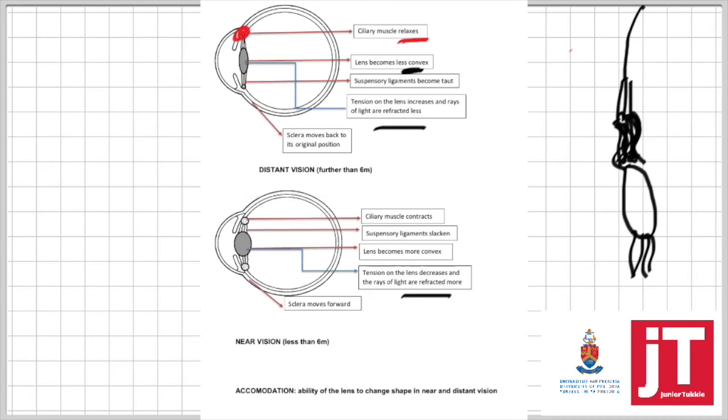Please make sure that you know this. Make sure you know the labels. Make sure you know what happens to each structure. This comes out all the time. This is the ability of the lens to change shape in near and distant vision to allow you to see images clearly. Distant vision is when you see an object further than 6 meters. Near vision is when you see an image nearer than 6 meters.